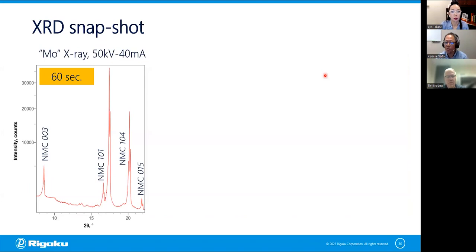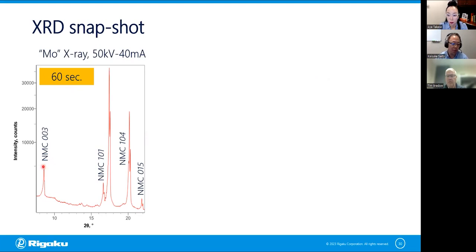So how fast can we collect the data? This example is showing an NMC pouch. We had a molybdenum X-ray source. We applied 50 kV, 40 milliamps. This is not the potentiostat condition, just for your information. If you're confused, this is a condition for the X-ray source. And we exposed for 60 seconds, or 1 minute, in this example.